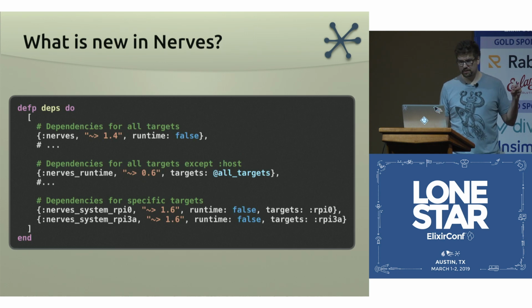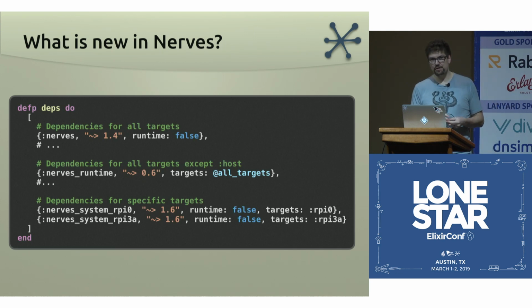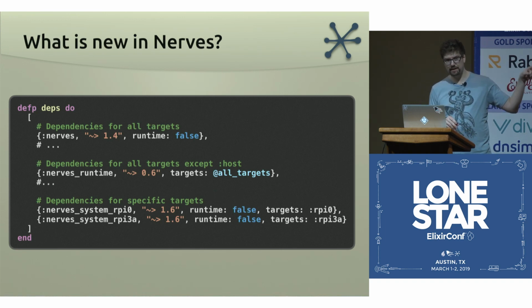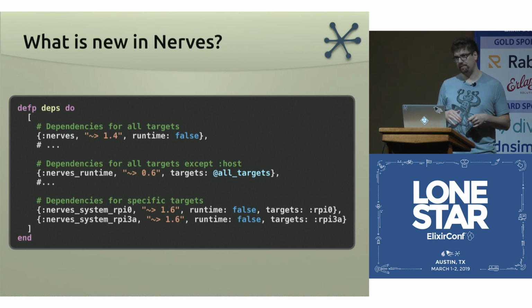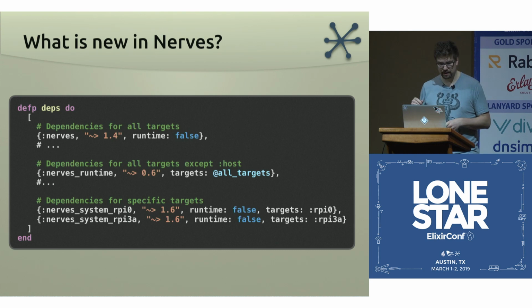So what do those changes look like in our mix files? Well, instead of having 3 or 4 different dependency sections that all get convolutedly compiled together, depending on what target you're on, it's all in one deps section. So it's a lot more unified and concise. And this example is also showing a situation where we have multi-targets. Our choices are Raspberry Pi 0 or a Raspberry Pi 3A.